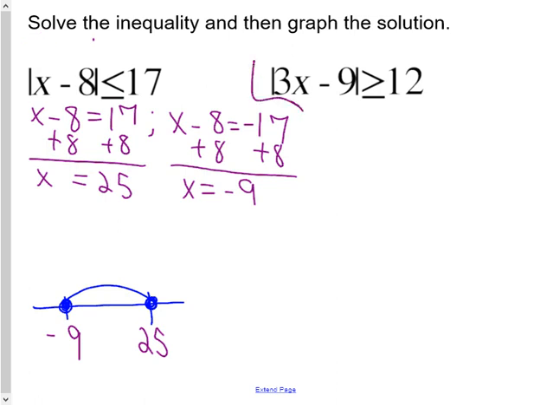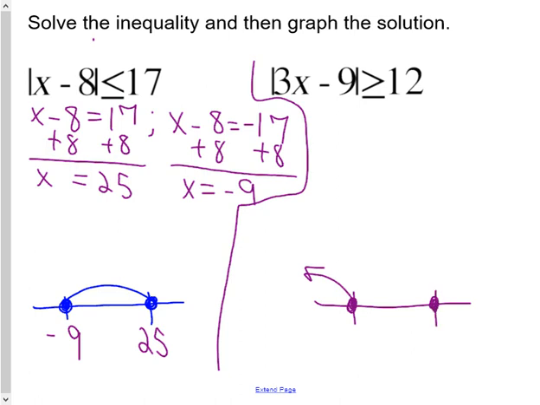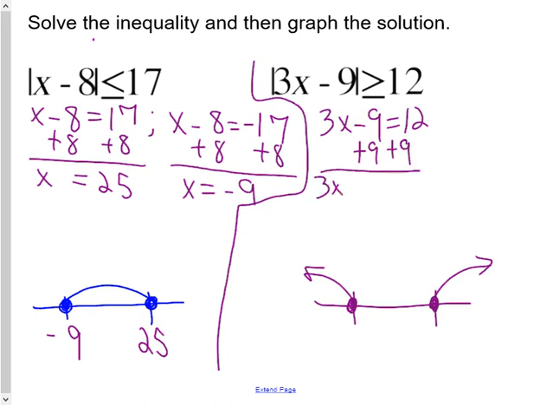Right side here, 3x minus 9 greater than or equal to 12. And greater than, we're pointing away, equal to, we're filled in. Pointing away. We now solve for the critical point. 3x minus 9 equals 12, plus 9 plus 9. 3 times some number is 21, then that number is 7.